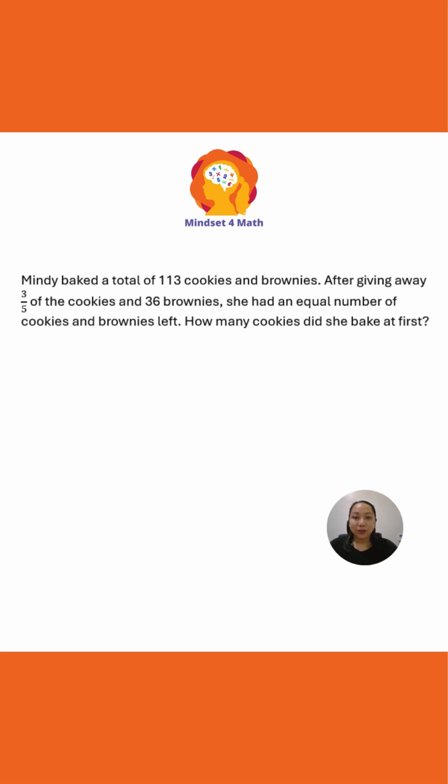Mindy baked a total of 113 cookies and brownies. After giving away 3/5 of the cookies and 36 brownies, she had an equal number of cookies and brownies left. How many cookies did she bake at first?